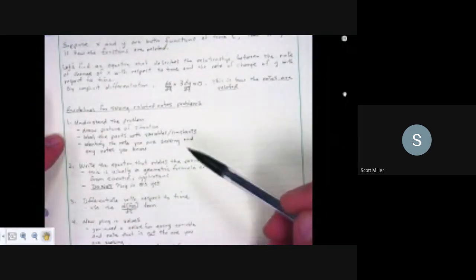A lot of times they'll talk about a geometric figure, like a rectangle, a triangle, a circle, or a cone, depending on if it's three-dimensional or not. So use that formula. Do not plug in numbers yet. This is the biggest mistake people make at this point: they get this equation and start plugging numbers into it. You do not do that. Once you have your function relationship, we're going to take the derivative with respect to time to get the related rates.